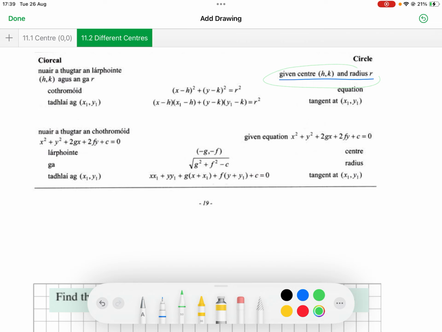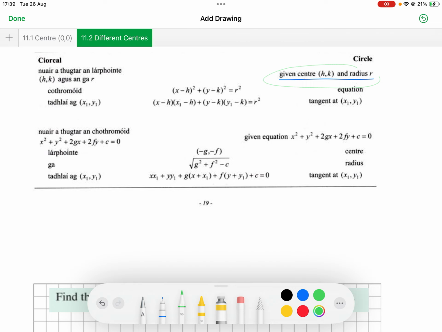That will give you, minus that number will give you the x coordinate of your centre. Do the same for the f, and that'll give you, if you minus it, the y coordinate of your centre. And all you do then, once you have your centre, is sub it into this formula for the radius. So I'm going to show you now.